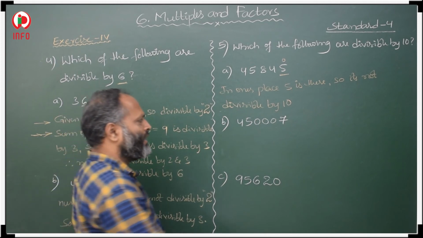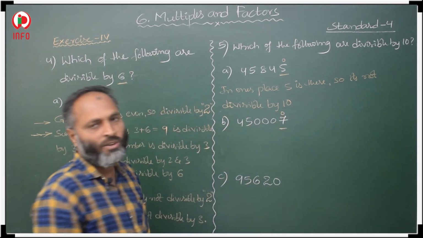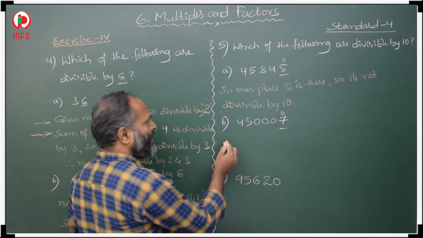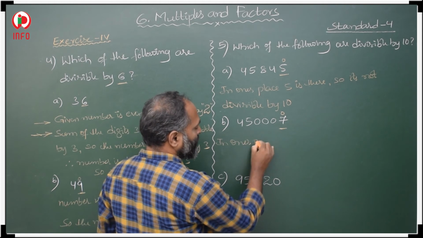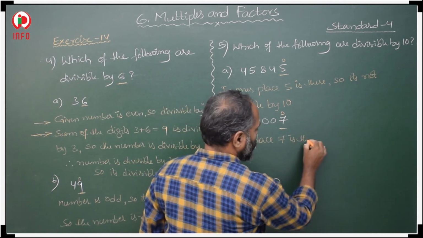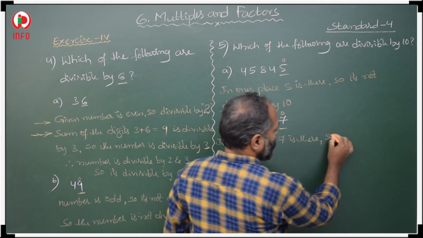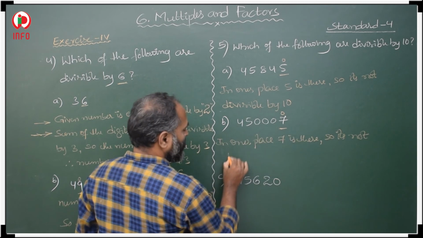The next one, what is there in the ones place? 7 is there, so it is not divisible by 10. In the ones place 7 is there, so it is not divisible by 10.